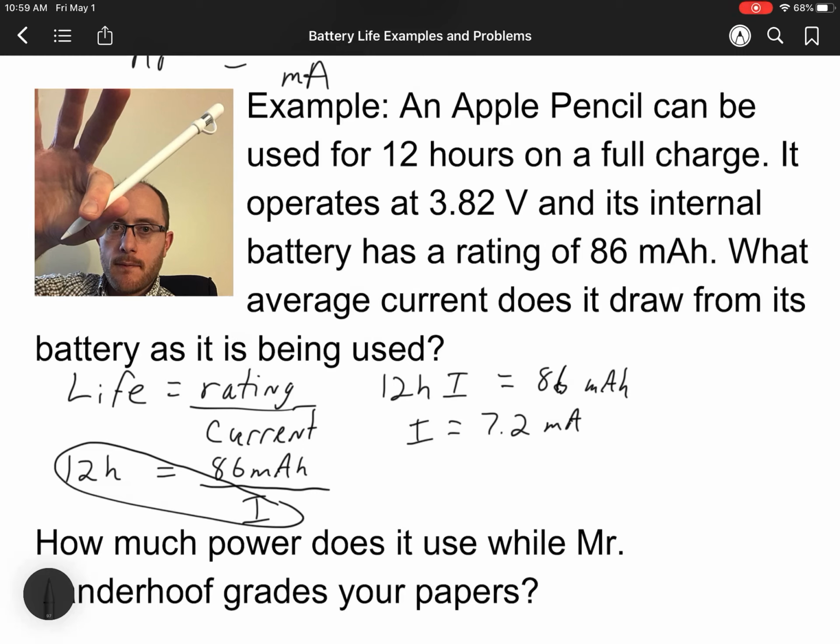So let's look at converting that to amps. So 1,000 milliamps for every 1 amp. It's going to be 0.0072 amps. That's not even enough to run like an LED light. That's a ridiculously small amount of current, which is good because it's a very small battery inside that Apple Pen.